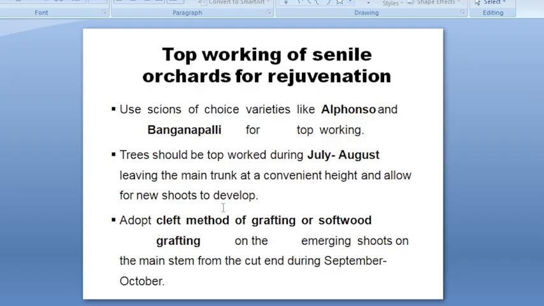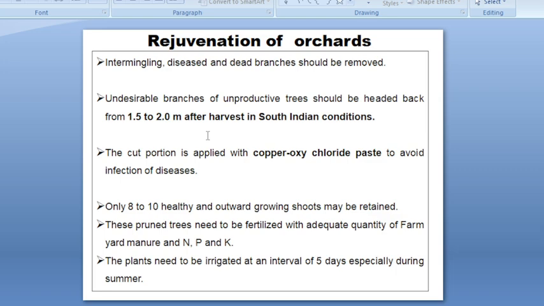Top working, or rejuvenation, is one of the important concepts followed in mango. For some varieties like Alphonso and Banganapalli, this operation is very important. When the trees are around 35 or 40 years old, the economic yield starts reducing. During that time we take the desirable scion, cut the tree at a height of 30 to 40 centimeters or 1 meter from the ground, and go for cleft grafting.